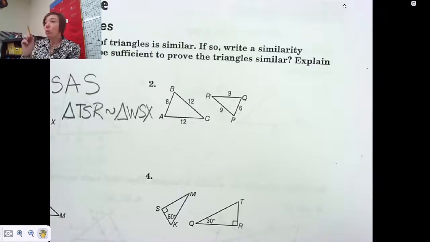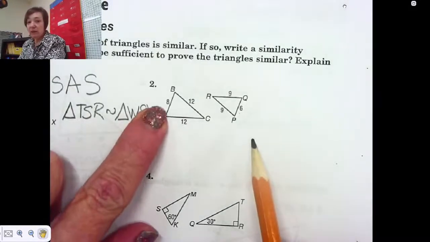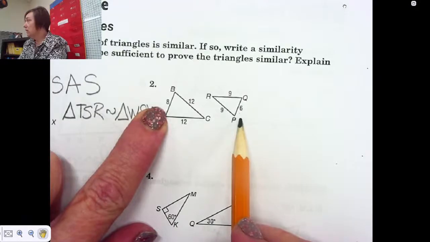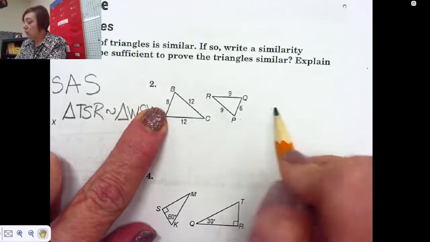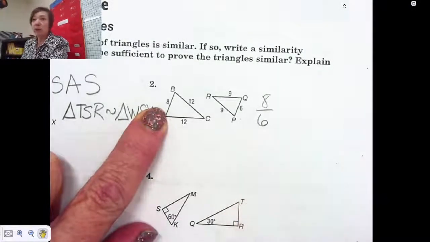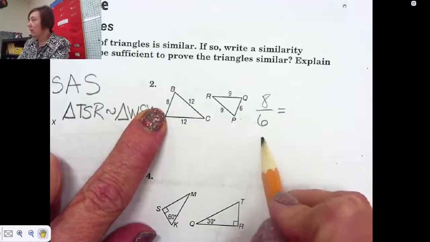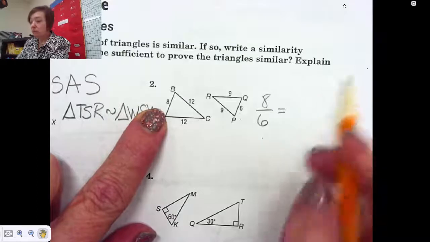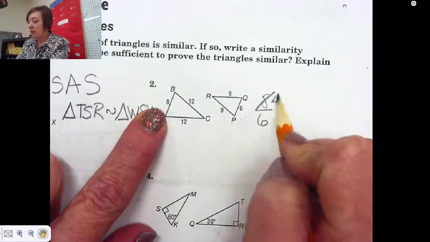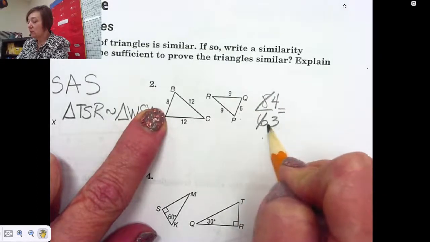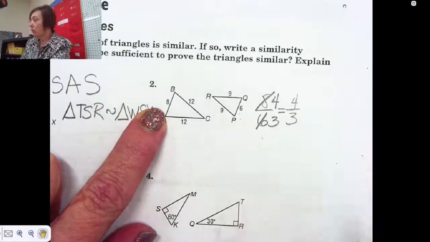Right. So you base it on what's the shortest side in this triangle and what's the shortest side in that triangle. What's the next shortest? What's the next shortest, right? So the shortest in this triangle is 8 and the shortest in this triangle is 6, right? So we compare 8 to 6 and make a ratio out of that. Now, if we simplify that, what goes into both 8 and into 6? 2. So 2 goes into 8 4 times, 2 goes into 6 3 times, so that simplifies to 4 over 3, right?